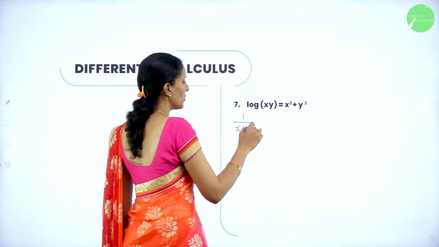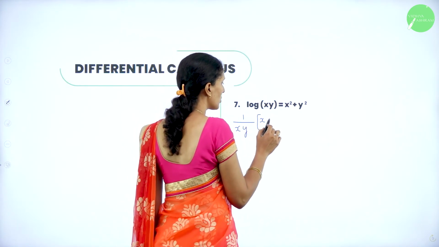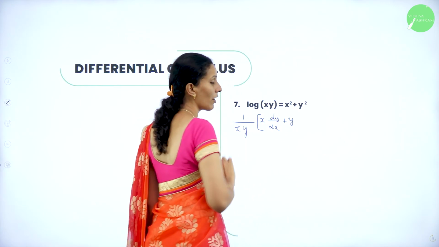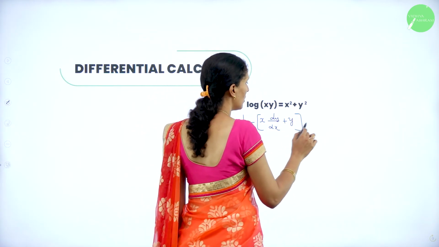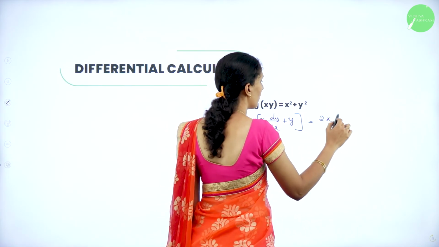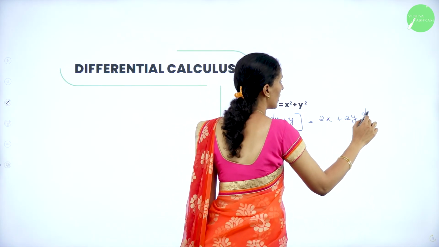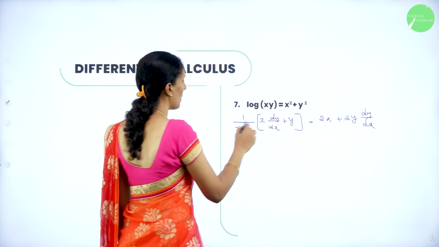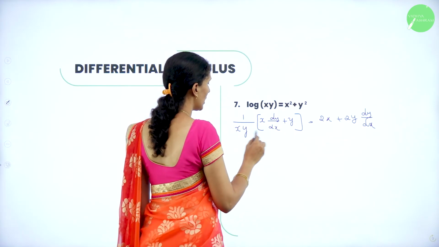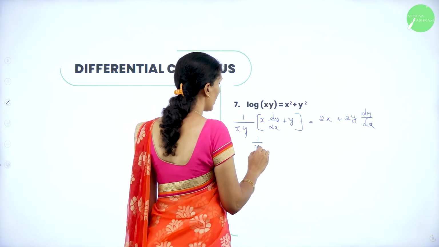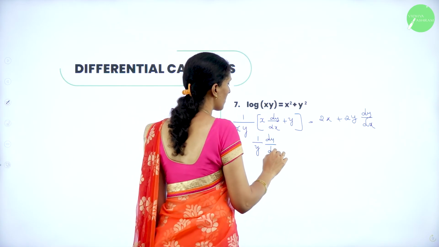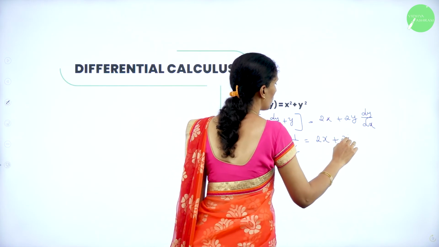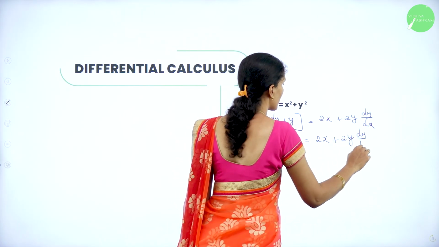But xy is also a function. Let us derive it. So if you derive it, first function into derive second, that is dy/dx, plus second function into derive first, whose value is 1. So we can leave here. So x square is 2x, y square is 2y dy/dx. So now let me apply here. When you multiply 1 by xy here inside, it will become 1 by y dy/dx plus 1 by x is equal to 2x plus 2y into dy/dx.